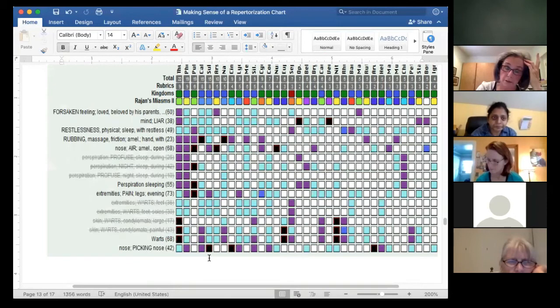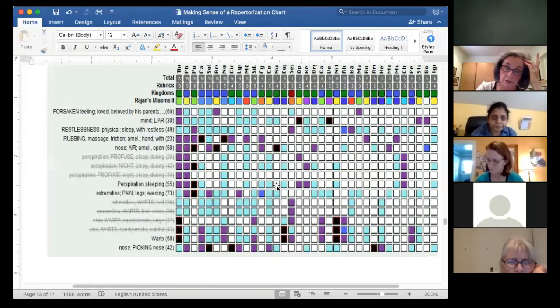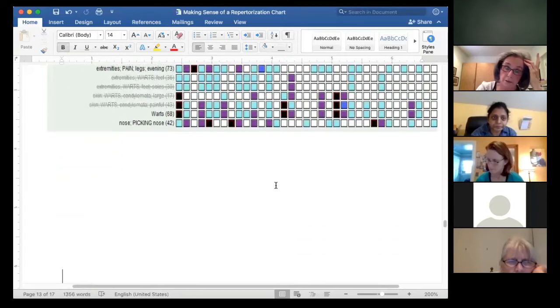Okay, so here's a repertorization from Mac Repertory, and they have a kind of different system for combining. And if you look at this, the rubrics that are crossed out, those are actually rubrics that have been combined. So it's a little different display, a little different way of doing it. But in Mac Repertory, you obviously can also combine rubrics. I just wanted to show that to you.